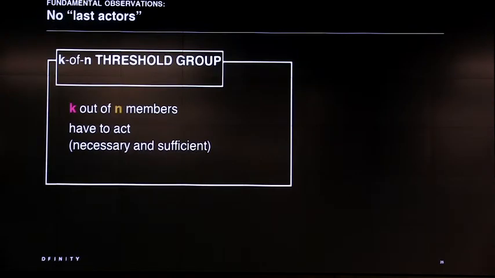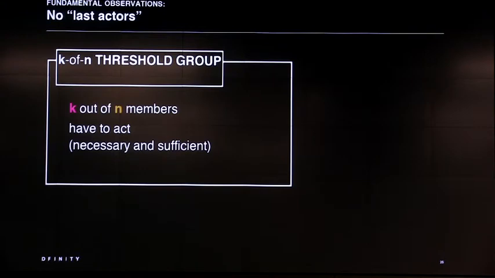So in cryptography, there is a way that we can create randomness. And one way is to use the threshold crypto group. What is a threshold group? A threshold group is a group where k out of n members are necessary to act. And k out of n members are sufficient to act, so they can do something together.